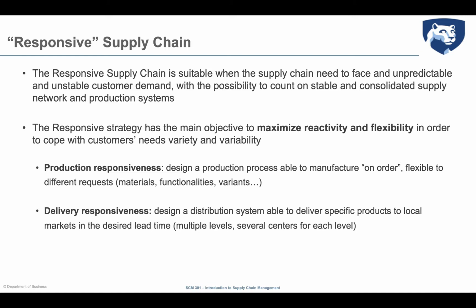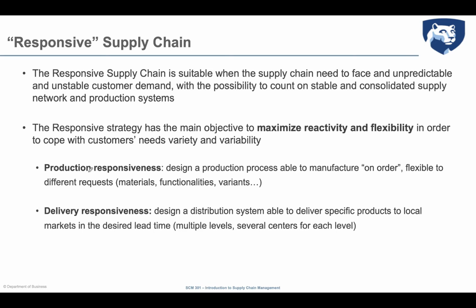The responsive supply chain instead is something opposite. It doesn't have to face variability inbound. So supply chain processes are stable in the supply and in the production part. But they need to face variability outbound, so in the demand. So they need to deal with innovative product. It means that they need to be responsive, so they need to react very quickly to customer change and customer request.